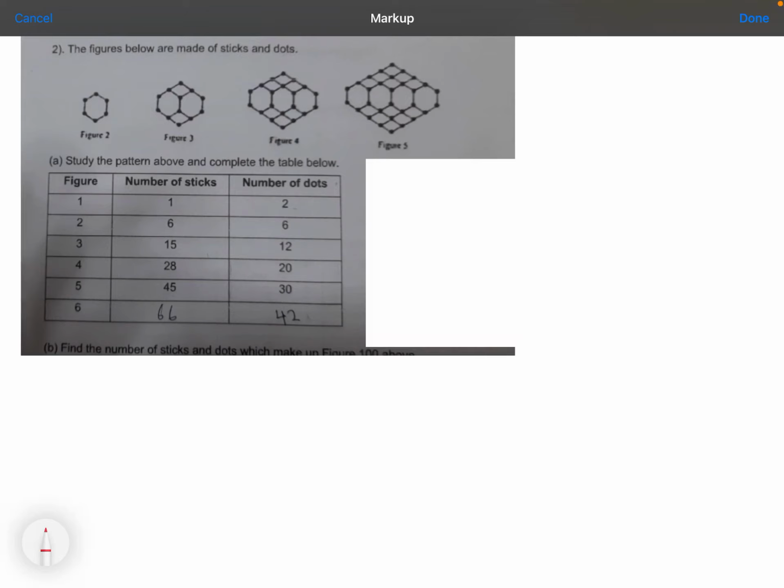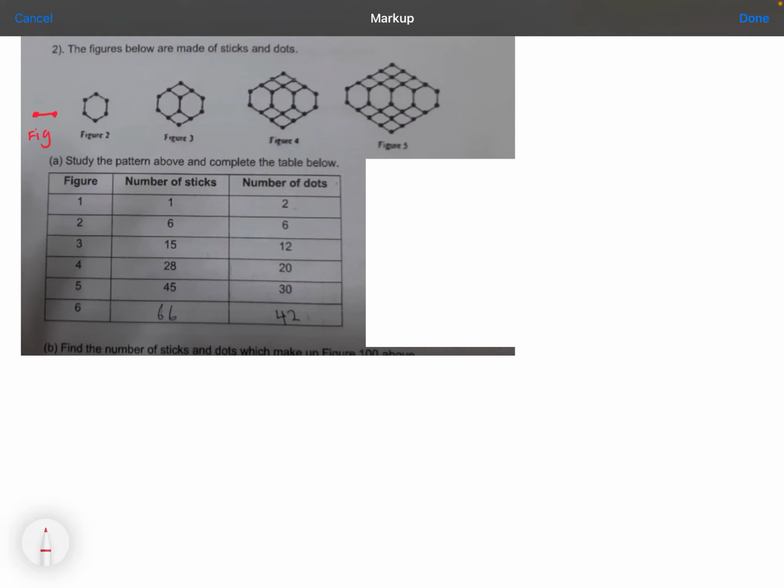Okay, this question is about numbers. It's under the category of patterns. The first thing you need to understand is why figure 1 is not shown, as some of you might be confused. Figure 1 actually looks like this. It's not really a figure, it's just a line with two dots. So this is actually figure 1.